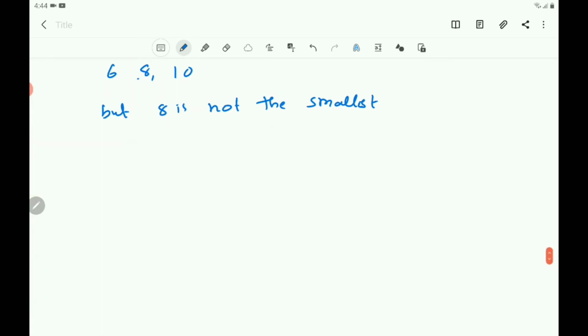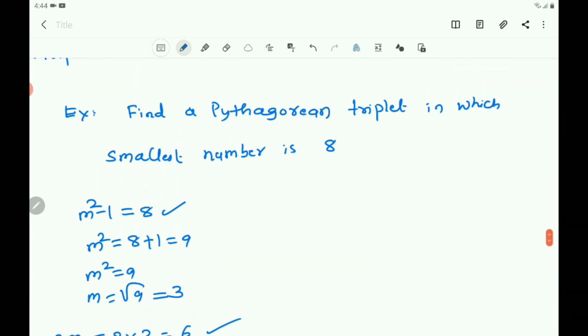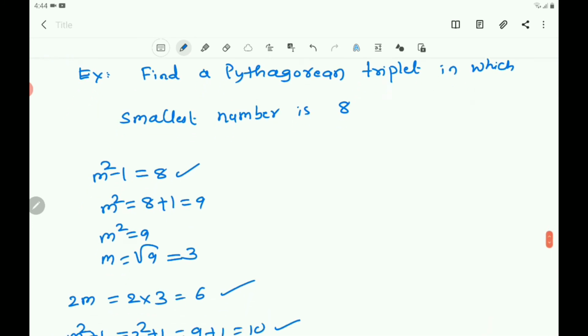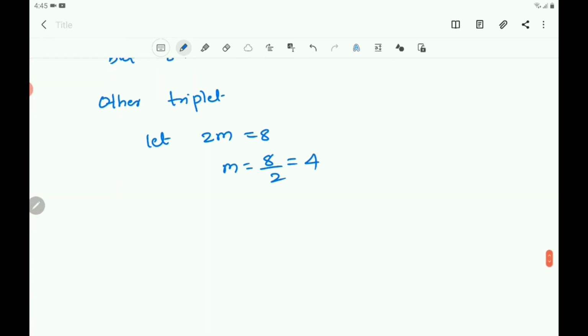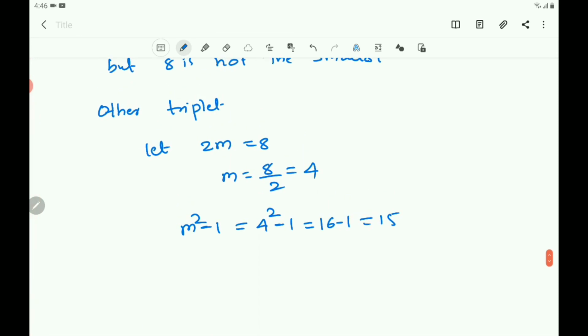Now let us find the other triplet. Here you took m square minus 1 equals 8. Now you take 2m equals 8. So let 2m equals 8, then m equals 8 by 2, which is 4. Then you take the number m square minus 1, which is 4 square minus 1. 4 square is 16, minus 1 equals 15. So you got the other number 15. 8 is the one number we have taken.